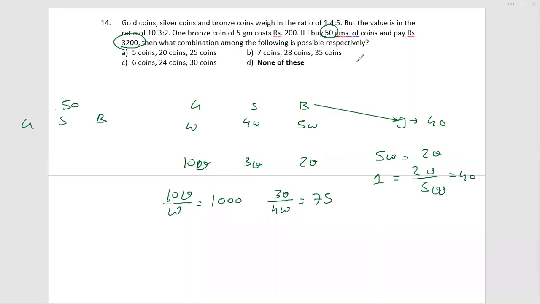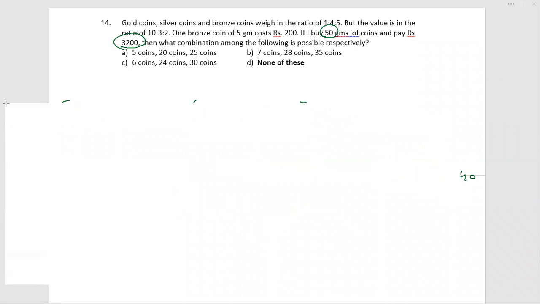What if I take this all as, I would rather take all of this as exact size values. This is exactly gold, silver, bronze. 1 gram each coin, 4 gram each coin, 5 gram each coin. Cost of 5 gram is 200. So cost of 1 gram will be 1,000 and cost of 4 gram will be 300.